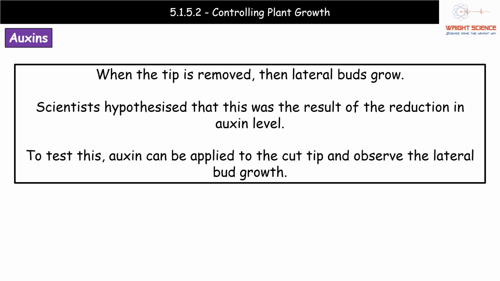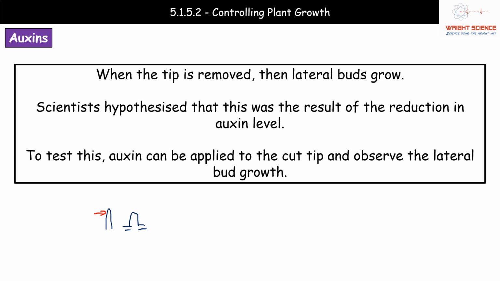So one of the first experiments that we see here is that when we've got our little plant, what they did first of all was cut off the little tip. Now, when they did this, our little plant, rather than having that little tip, just had a little cut end there. As a result of that, we then started getting these little lateral buds starting to grow. So when they did that experiment, just cutting the tip off, they hypothesized that this was down to the reduction in auxin in the plant.